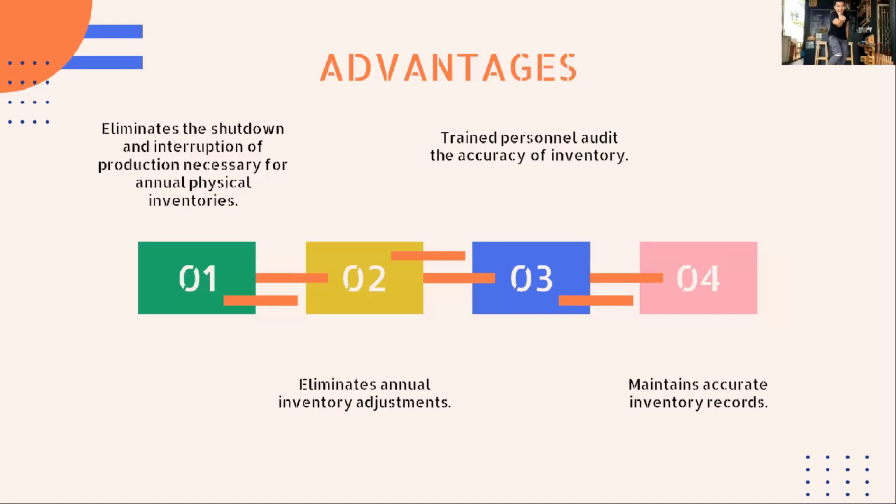Three, trained personnel audit the accuracy of the inventory. Four, allow the cause of the errors to be identified and remedial action to be taken. And five, maintain accurate inventory records.